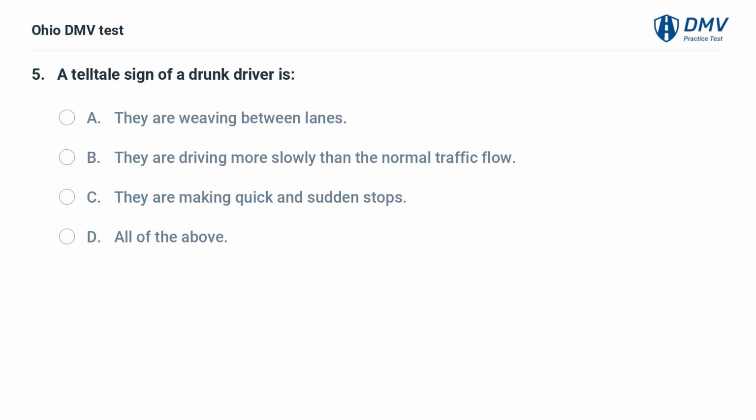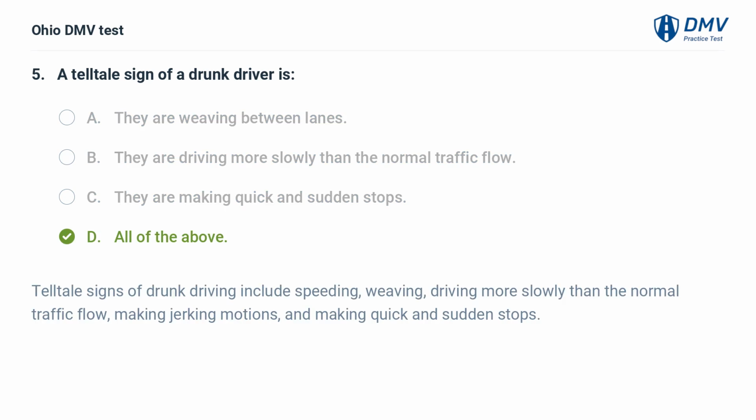A telltale sign of a drunk driver is A. They are weaving between lanes. B. They are driving more slowly than the normal traffic flow. C. They are making quick and sudden stops. D. All of the above.